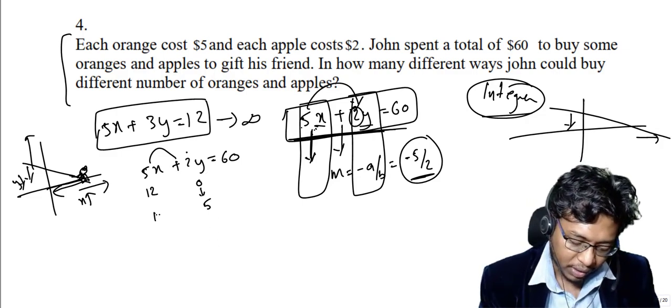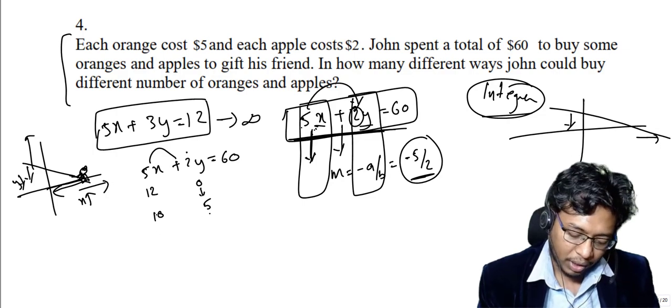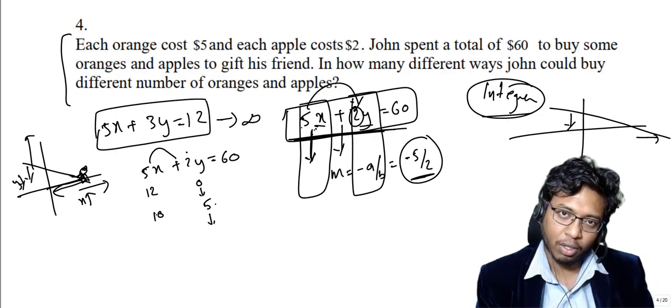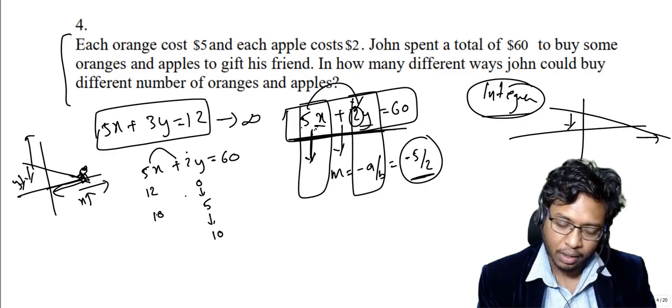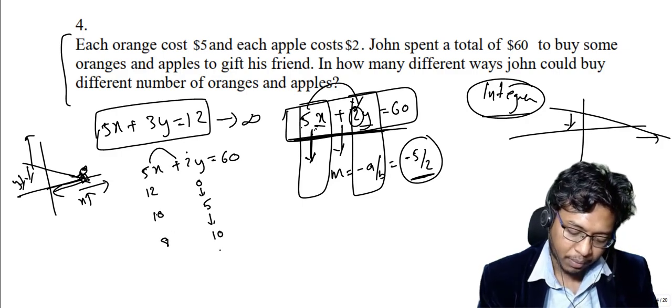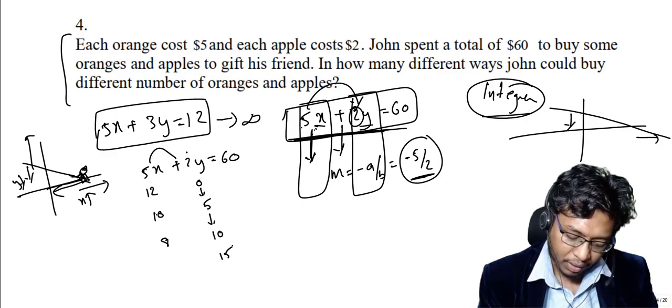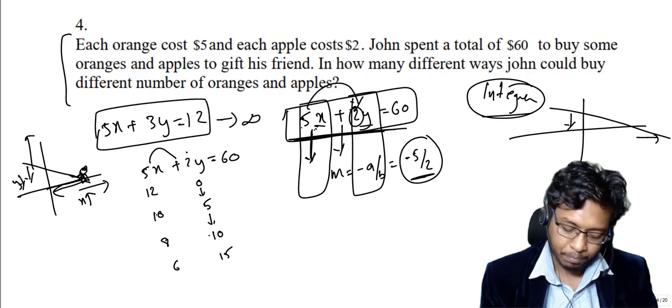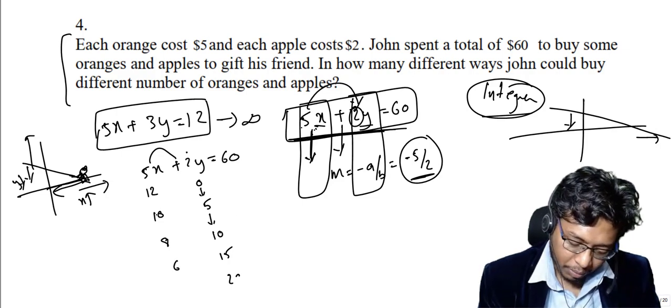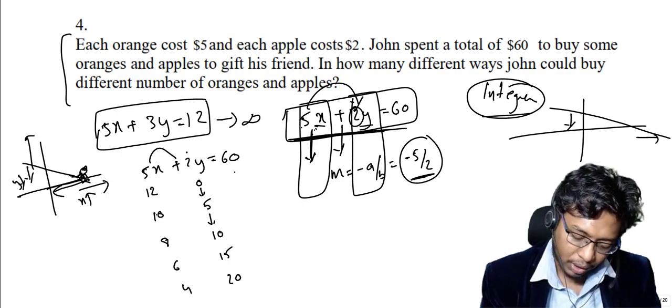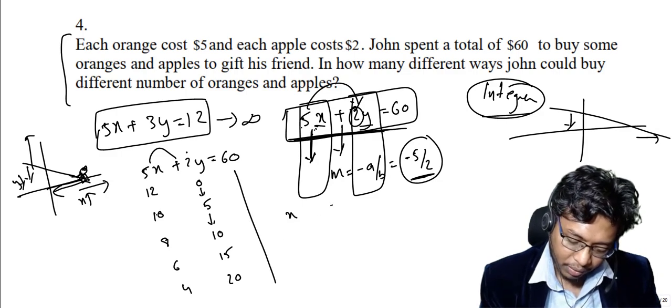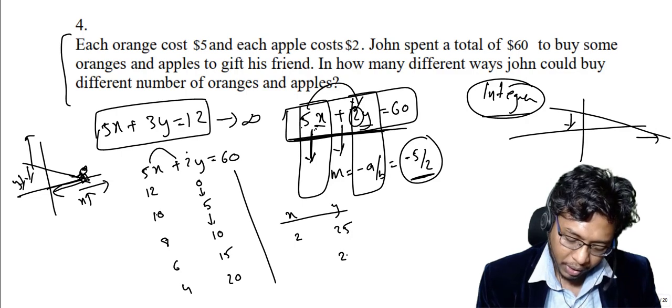So I'll make this as 10. Now if this will increase in terms of 5, right? So this term will be 10. Now this term will be 8. This will be 15. This will be 6, and so on. So this will be 20. This will be 4. Now again, this x and y I am taking here. This will be 25. This will be 2. This will be 30, and this will be 0.